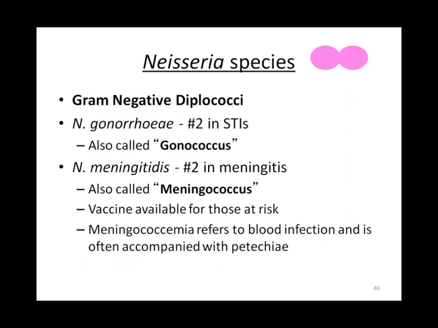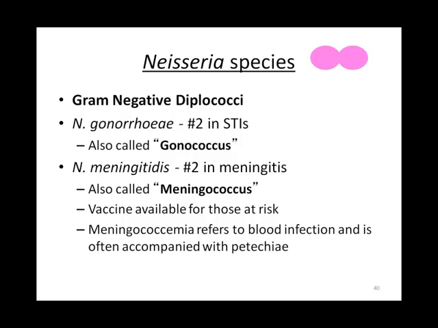So this is the Neisseria species. The Neisseria you'll encounter is part of the STIs. It's the number 2 most common STI, gonococcus or Neisseria gonorrhea. Next week, we're going to talk about Neisseria meningitidis, which is responsible for meningococcus, a very virulent infection that will cause high mortality rates associated with that.